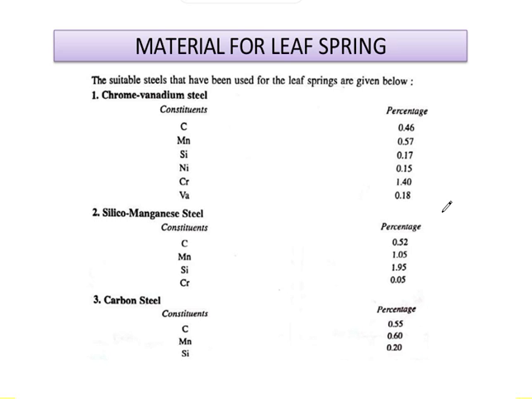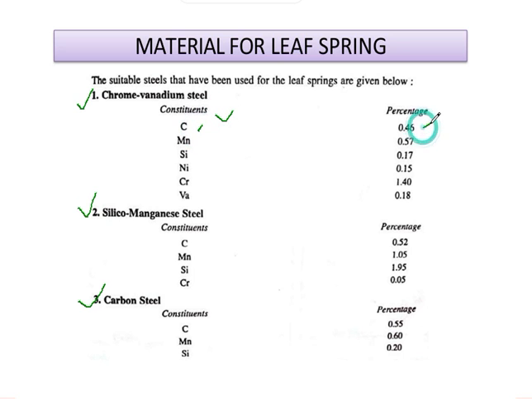What are the basic materials that are used for leaf spring? The suitable steels that have been used for leaf springs are chrome vanadium steel, silicon manganese steel and carbon steel. What are the main constituents of chrome vanadium steel?